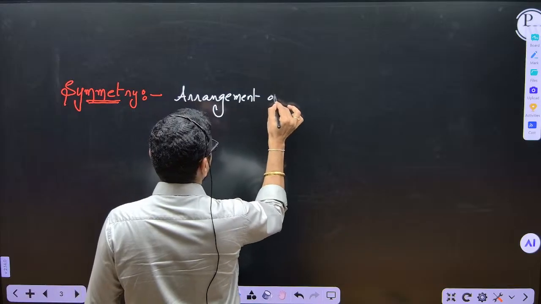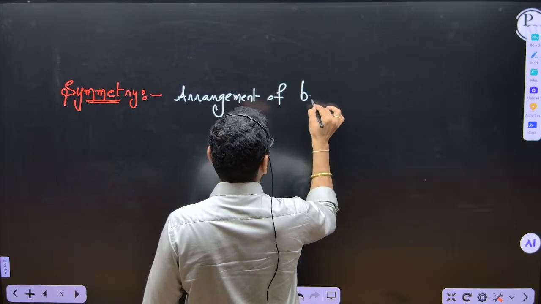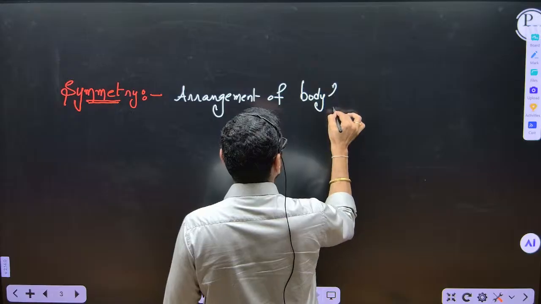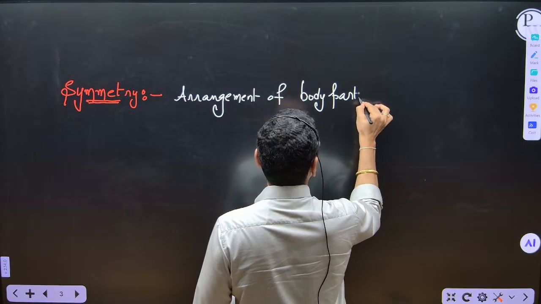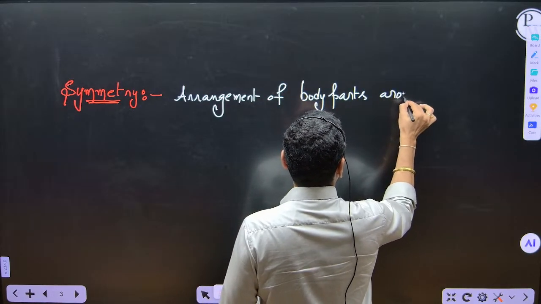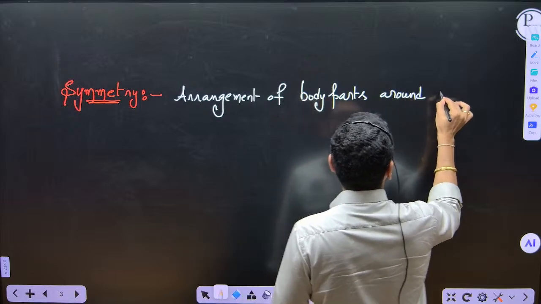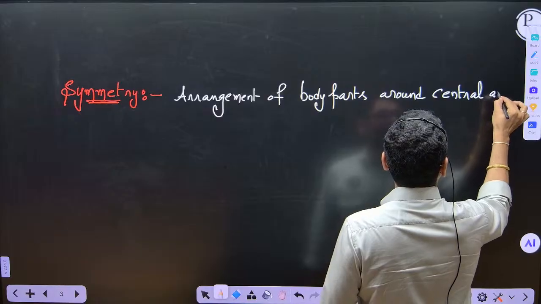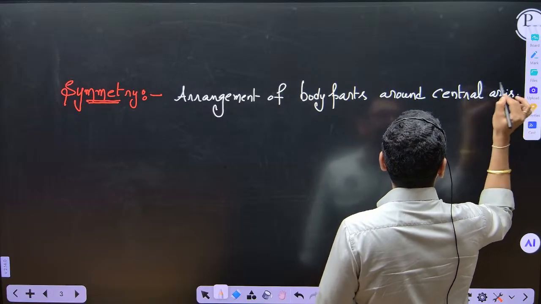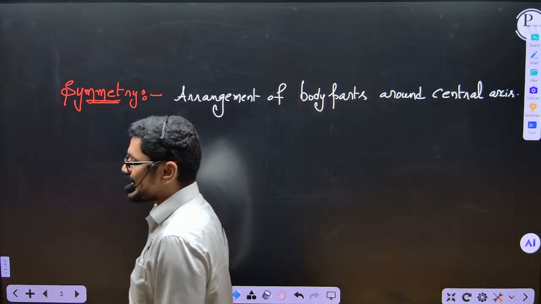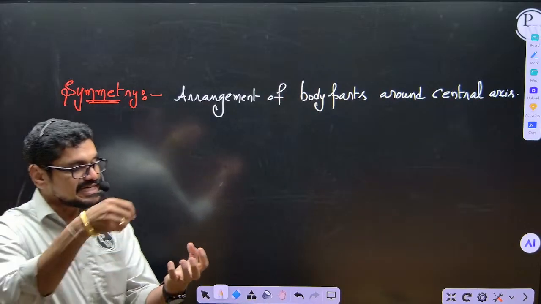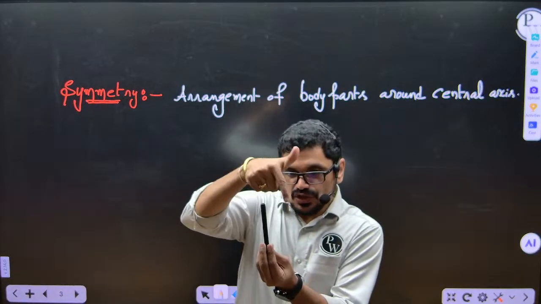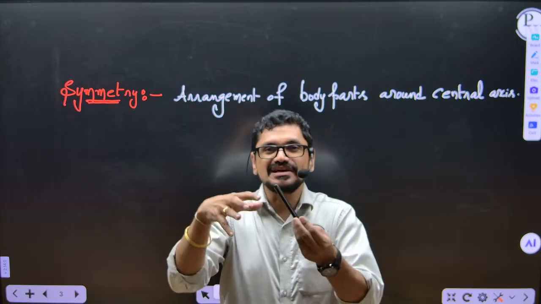Arrangement of body parts around the central axis. This is the central axis. Around the central axis, how the organs are arranged.